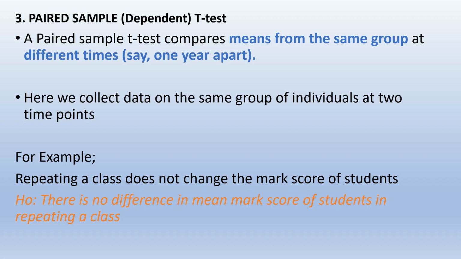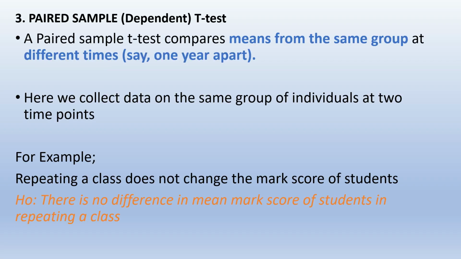Then we get the mean mark and we see if this average is the same. If the mean marks are different from each other, we want to see if that difference is statistically significant. And significance is tested by a p-value.